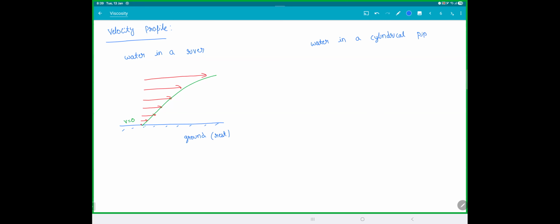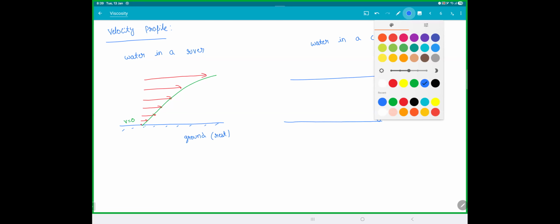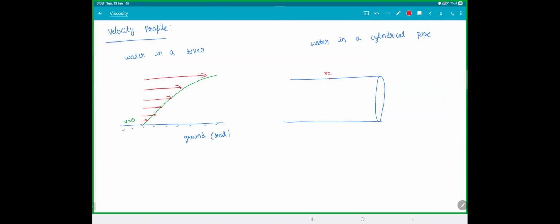if you take water in a cylindrical pipe, now look at this thing. The outermost sides will have velocity 0. So here the liquid is like coaxial cylinders. So this outermost layer will be at 0.